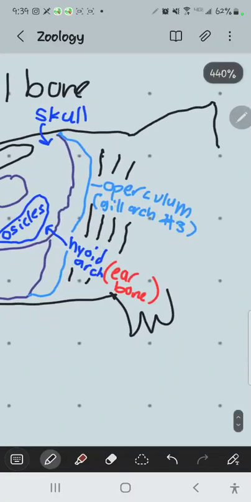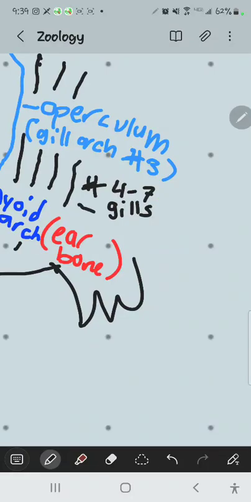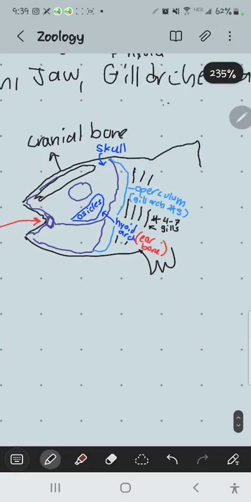So label C here is the mandibular arch, which is the TMJ cartilage remnant. Label B is the hyoid arch. Label A is the operculum. And if you look in the back of the fish's head, you can count them: 1, 2, 3, 4 gill arches. There's only 4 respiratory arches in this bony fish skull.